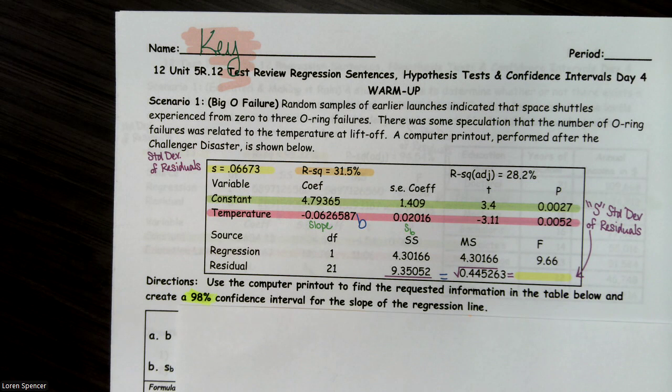So our scenario is big O failure. Random samples of earlier launches indicated that space shuttles experienced from 0 to 3 O-ring failures. There was some speculation that the number of O-ring failures was related to the temperature at liftoff. A computer printout performed after the Challenger disaster is shown below.